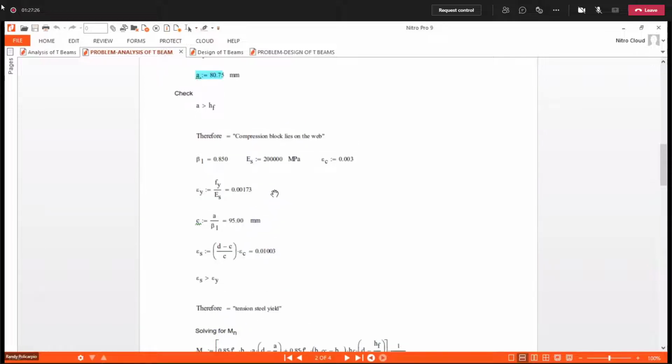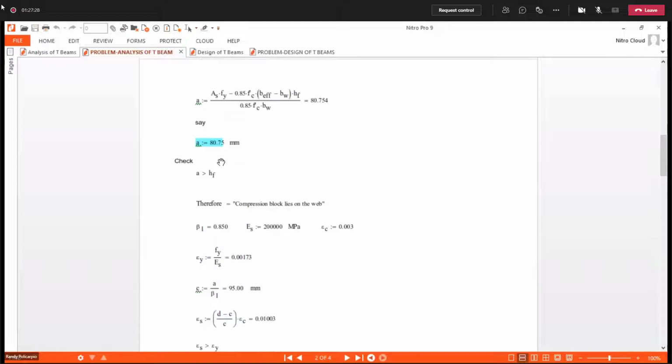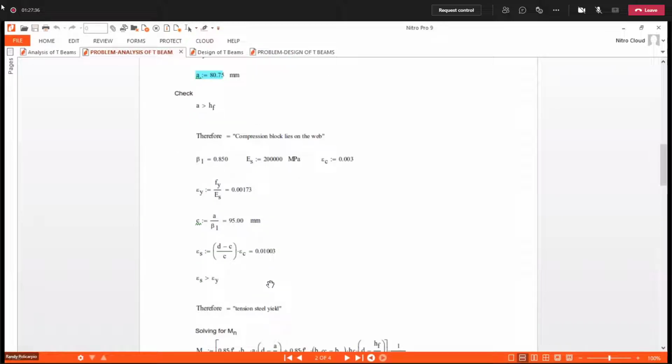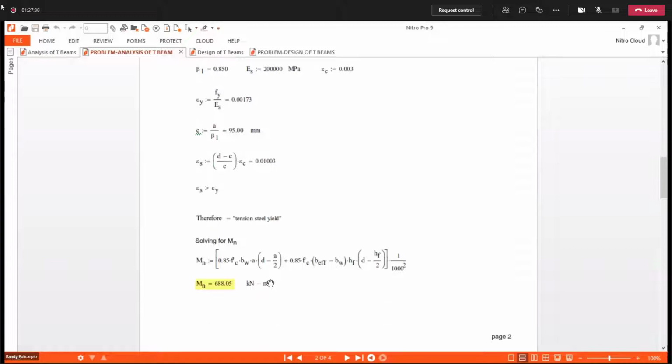Kasi tama ngayon yung ating A, itong 80.75, tsaka yung C natin. Tama na ngayon, no? Okay, because we satisfy all our assumption. So then, we may solve now for the nominal. Ito yung nominal strength natin, no? So this is your CW. Ito naman yung CF mo, no?